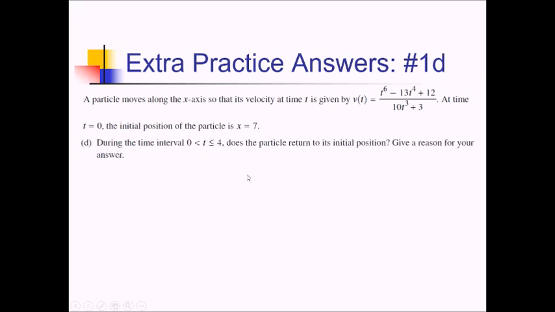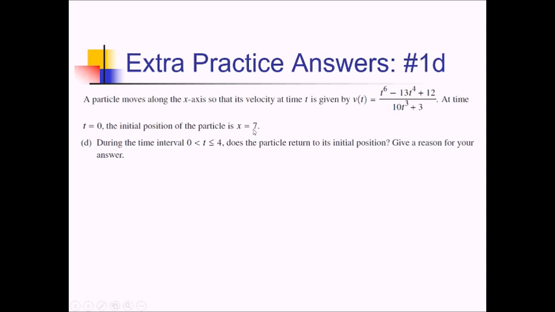For this last part of the problem, we're asking during the interval from 0 to 4 if our particle returns to its initial position. So we're basically asking, do we get an x value of 7 back somewhere between 0 and 4? Okay, so if we're trying to guarantee a certain output value for a function, then we have to use the intermediate value theorem. And to use that theorem, we have to first establish continuity for the function that we're trying to guarantee this for. So we're trying to guarantee that the x function returns 7, somewhere between time 0 and time 4.